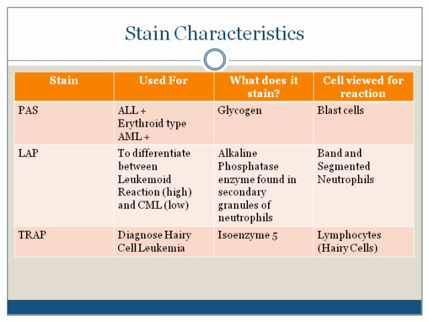And then our last stain is TRAP, tartrate-resistant acid phosphatase. We specifically use this to diagnose hairy cell leukemia. Isoenzyme 5 is resistant to this stain. Those hairy cells have tons of isoenzyme 5, so they will be resistant to the stain. So we're looking at those lymphocytes, those hairy cells. Hairy cells, again, are lymphocytes with hairy extended projections from their cytoplasm. A good saying to remember with this is: trap your hairy monster.